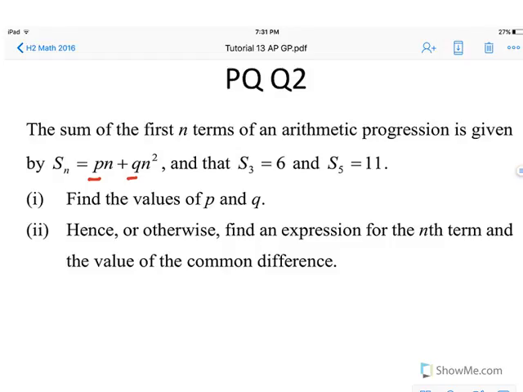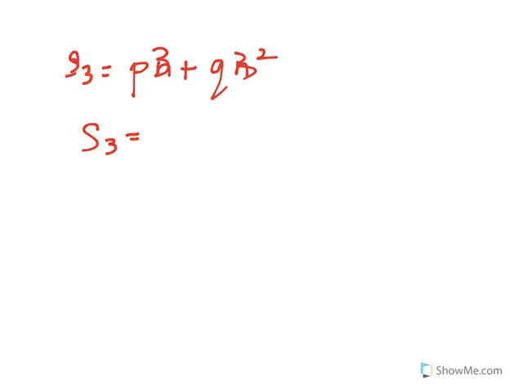We know that the sum of n is equal to Pn plus Qn squared. If we're talking about the sum of 3, all you need to do is take your n out and put 3 inside. So this will be 3, this will be 3, and this will be 3. So the sum of 3 is just 3p plus 3 squared, which is 9, so 9q. This is equation 1. So sum of 5, right? Sum of 5 is 11.